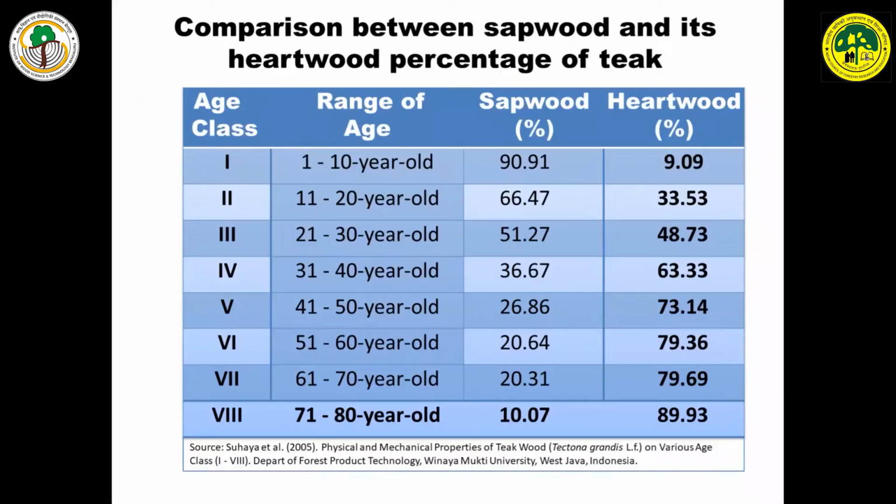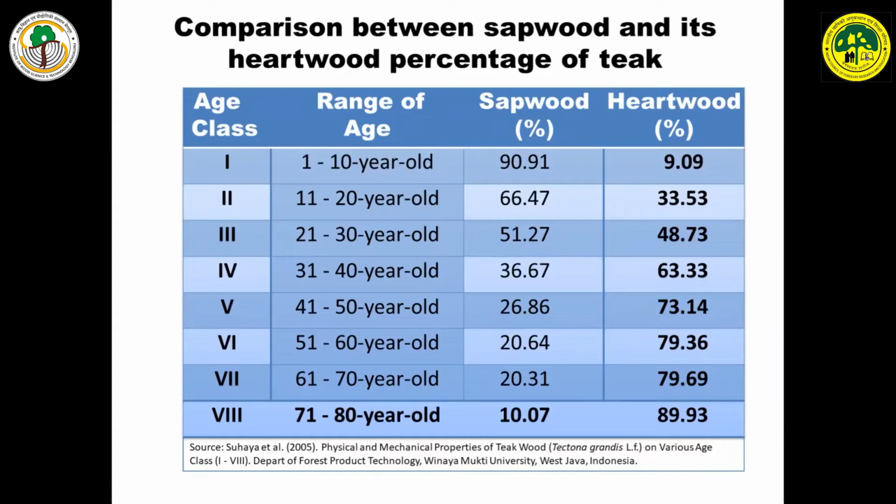Here, for commercial tree species like teak, we look at how the percentage of sapwood and heartwood changes with age. We can see here that from 1 to 10 years, the average percentage of sapwood was around 90%. More sapwood was present compared to heartwood, which was around 9%. In another age class, 11 to 20 years, the amount of sapwood was reduced to around 66%, and the heartwood percentage increased to 33%.